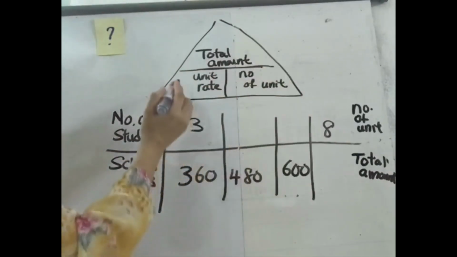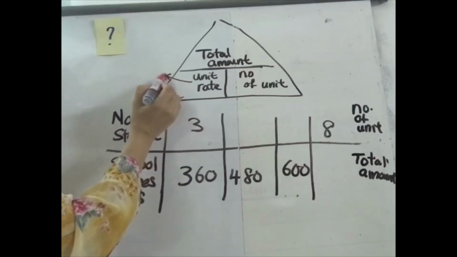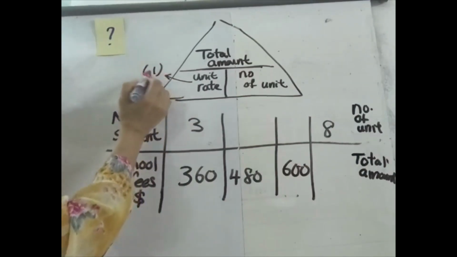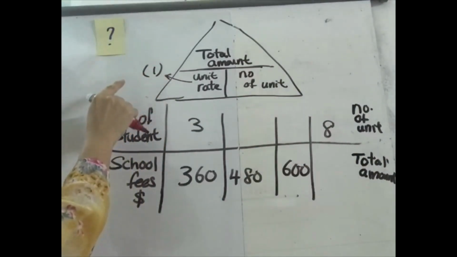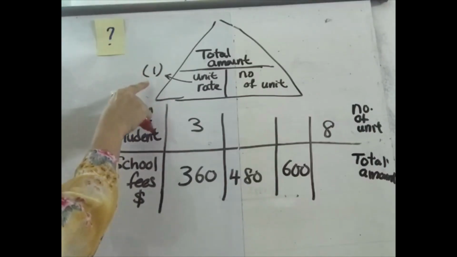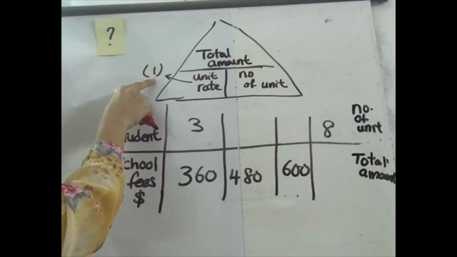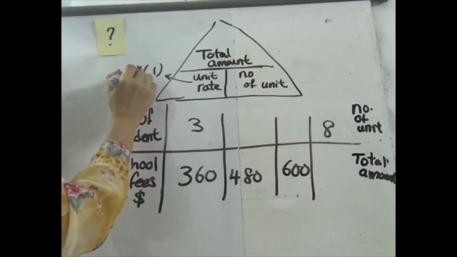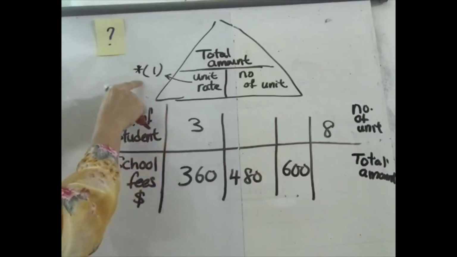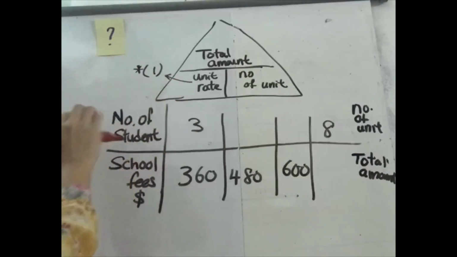Now, what does unit rate mean? Unit rate, we are talking about one. Finding how much is one item. Okay. One rate, one student, or 1 kilogram, 1 gram, all is one. This is the most important. Before we start anything, we must know how much is 1 unit. How much is 1 unit? So let's look at this first.